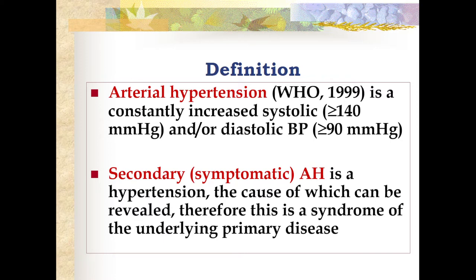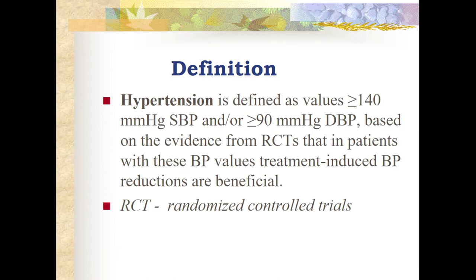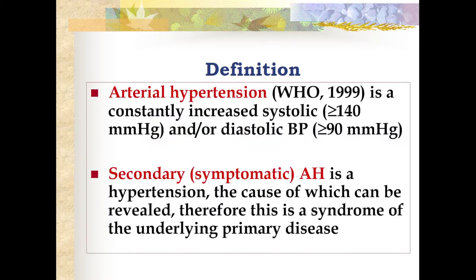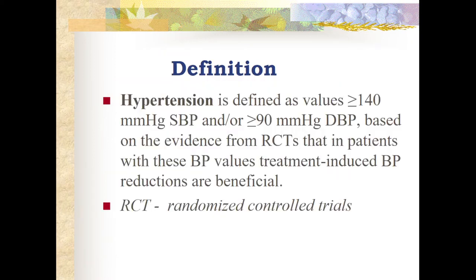And arterial hypertension is divided into primary and secondary hypertension. Secondary or symptomatic arterial hypertension is a hypertension, the cause of which can be revealed. Therefore, this is a syndrome of the underlying primary disease. And primary hypertension is a pathological condition, the cause of which cannot be revealed, of unknown etiology.